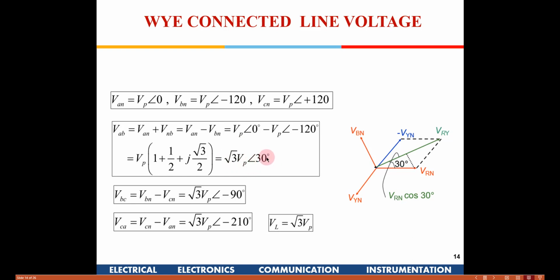Okay, now what about the other two? Similarly you can do the subtraction for the other two also. In all three cases you will get root 3 Vp, so the line voltages will be root 3 times Vp, where Vp is the phase voltage. Between these three line voltages they will be 120 degrees apart. So this is 30, minus 180 will be minus 150, and again minus 150 minus 120 is minus 270. The line voltages are root 3 times the phase voltage. This is a very important thing which we need to remember.